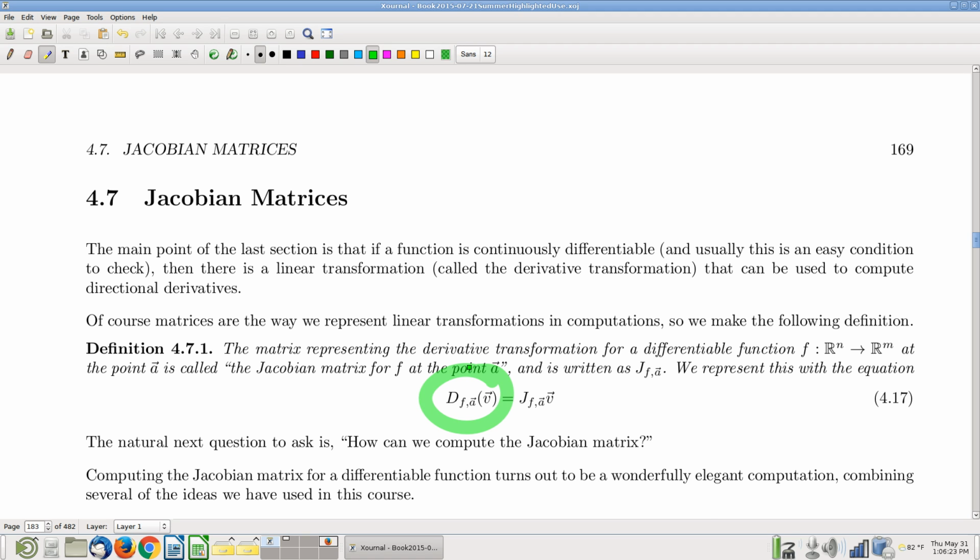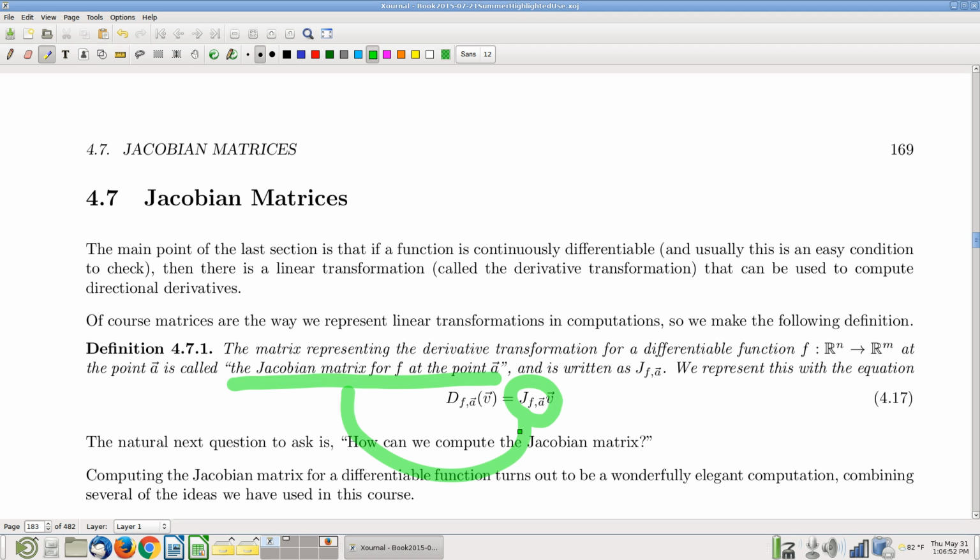Well, don't forget, it's a linear transformation. Think back to Chapter 3. Our big lesson from Chapter 3, linear transformations, is that linear transformations can be written as matrices. Right? We can find a matrix representing any linear transformation. So we're going to give that a name. We're going to call it the Jacobian matrix for the function f at the point A. We're going to use that notation to represent it.